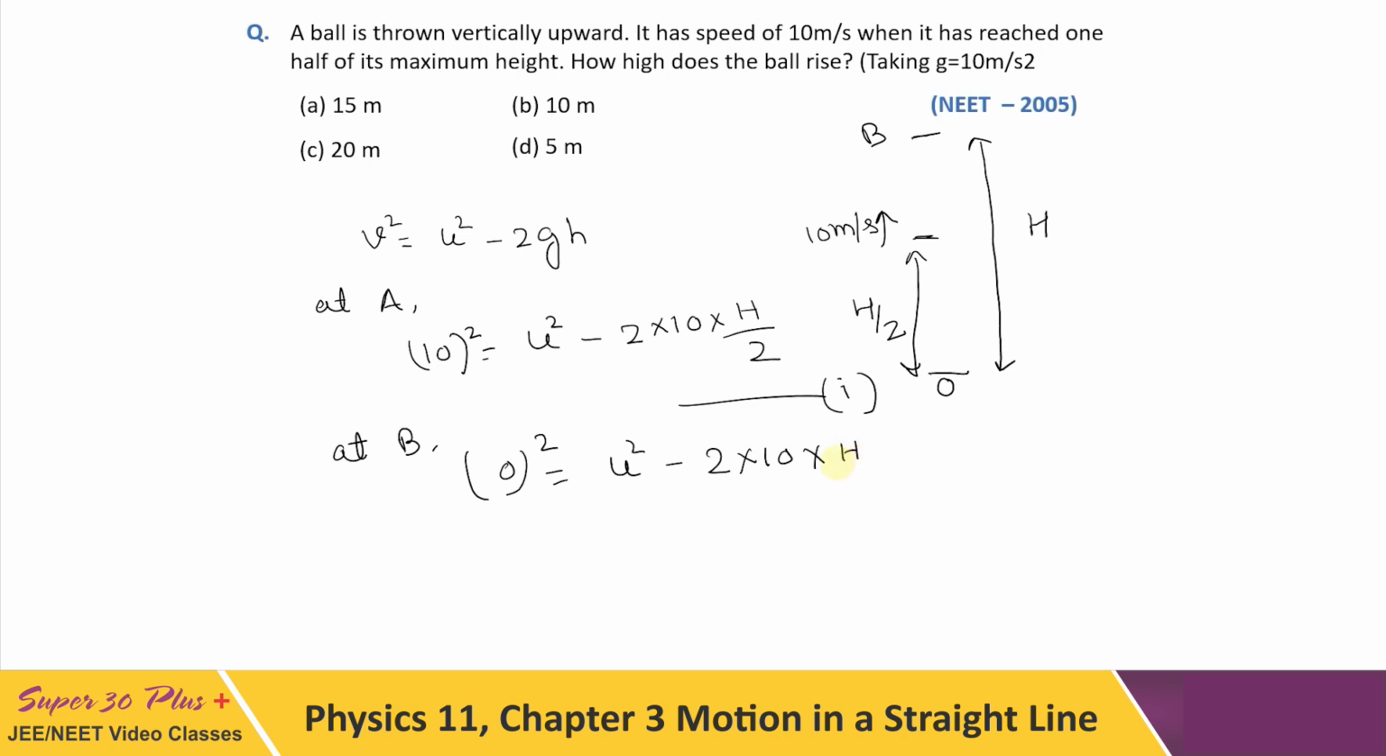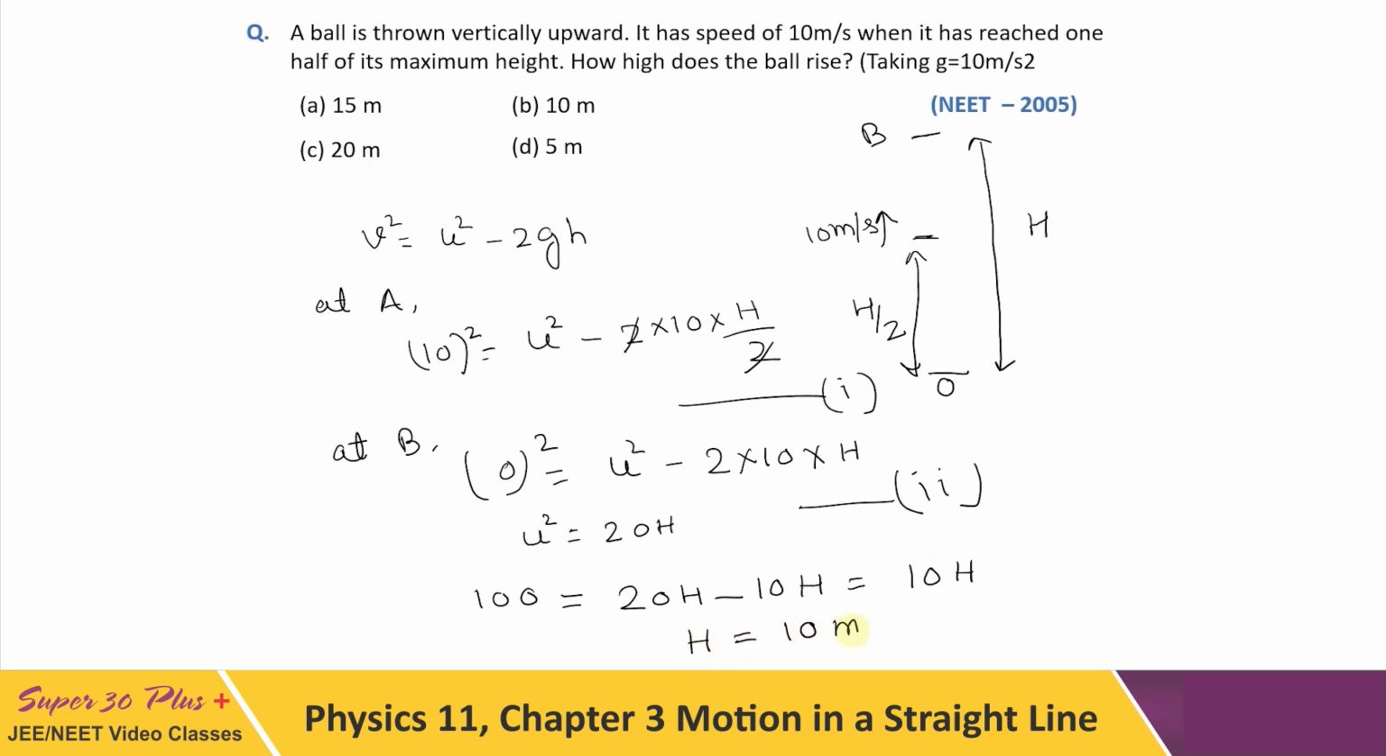Now we can substitute the value of u square from one to the other. From equation number 2 we can write u square is equal to 20h. Let us substitute this value in equation number 1. That will give 100 is equal to 20h minus 10h, which is equal to 10h. And from here we got the value h is equal to 10 meter. Which option is this? Option number 2.